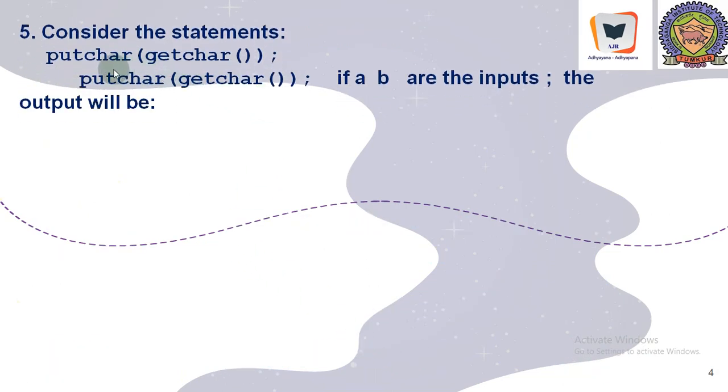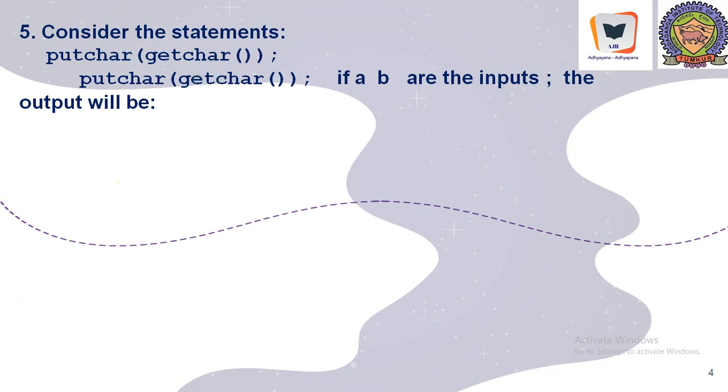Consider the statements putchar(getchar()). Whatever is in the bracket will execute first, so it will get a character. There are two functions to get a character: one is getch, the other is getchar. getch will never echo the character that we type in. Therefore, any key can be hit, and it will never be printed on the screen.